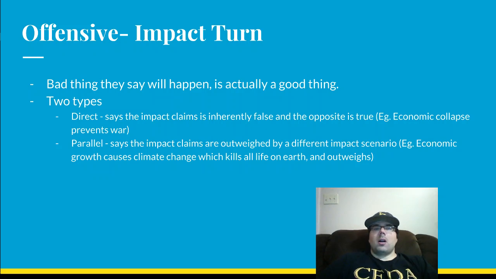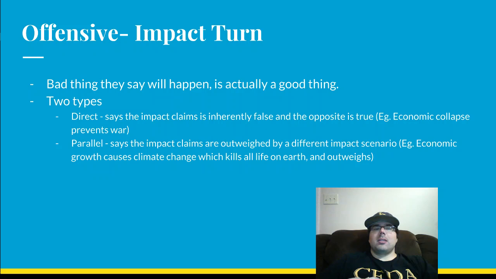The other kind of offensive argument is an impact turn. When they say something bad will occur, you'll say it's actually a good thing. There are two types of impact turns that exist. The first is a direct impact turn, which says that the impact claims are inherently false and the opposite is true. So against our example argument, the economy disad, we would say that economic collapse actually prevents war.